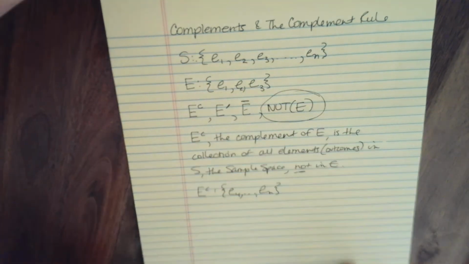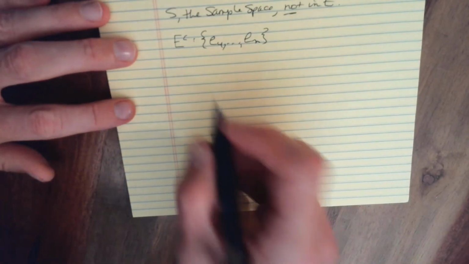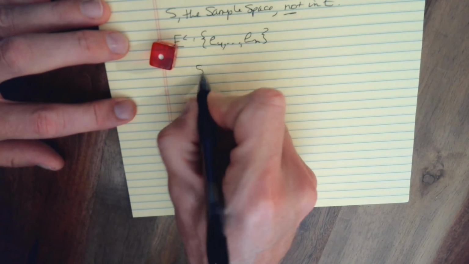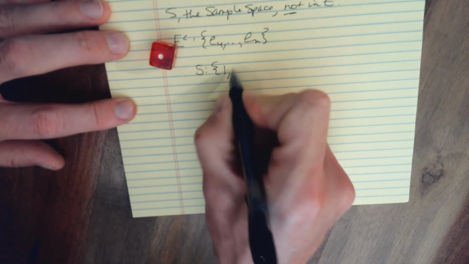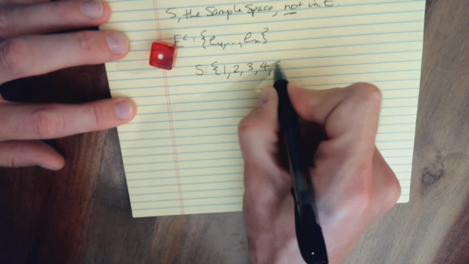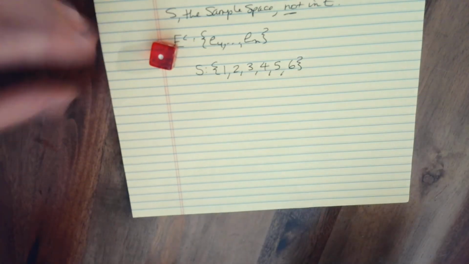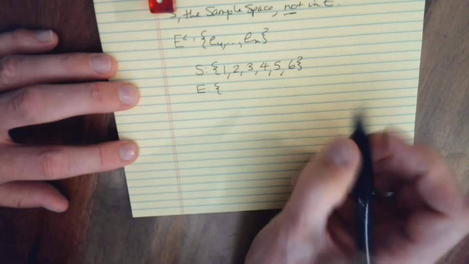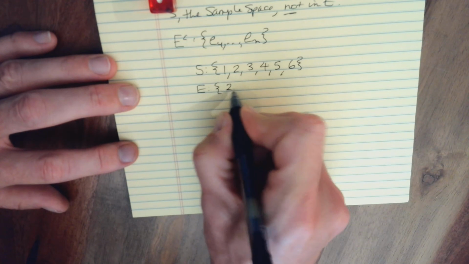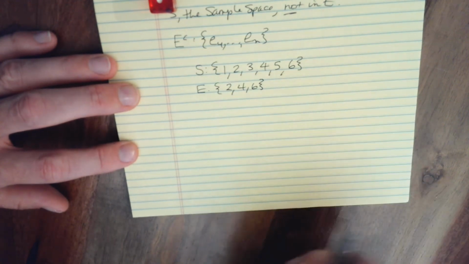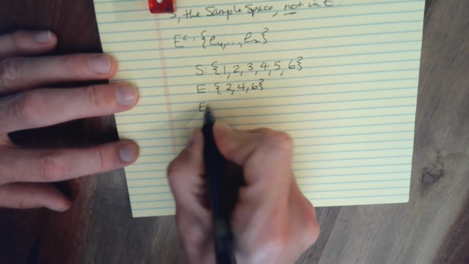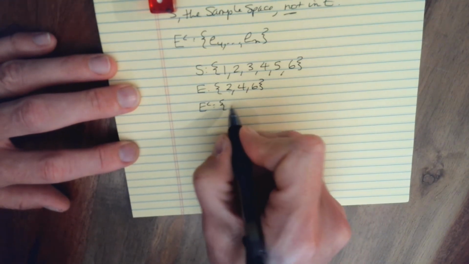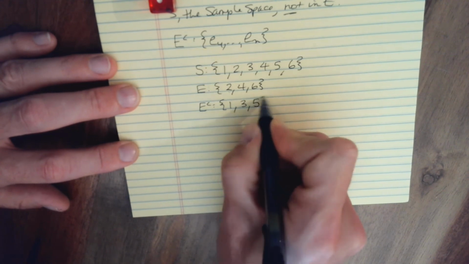Let's give an example where the probability experiment is to roll a fair die. Our sample space would be the outcomes 1, 2, 3, 4, 5, and 6. Let's create an event E, and that will be the outcomes 2, 4, and 6, the even numbers. In this case, E's complement would be the collection of items that I didn't include in E, in other words the odd numbers, 1, 3, and 5.